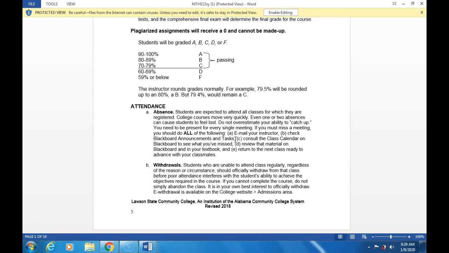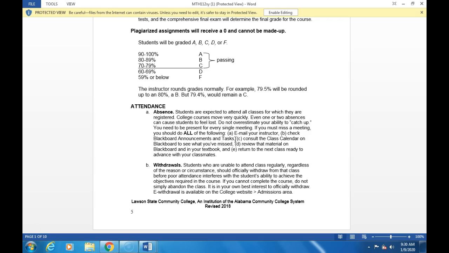They will pay for 1 repeat. If you fail, make a D or an F, any combination of those twice, they won't pay for the next one. Okay. Now, for Pell Grant purposes, a D, an F, or a W, all are treated the same.